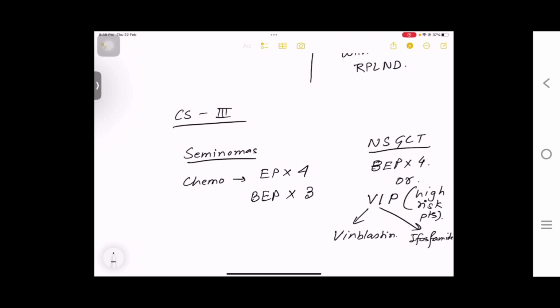And this V includes vinblastine, I is ifosfamide, and P is cisplatin again. So this is the treatment of testicular tumors. First, inguinal orchidectomy, go for CT scan, do the staging. According to the stage and according to the type of testicular tumor, the treatment will vary.